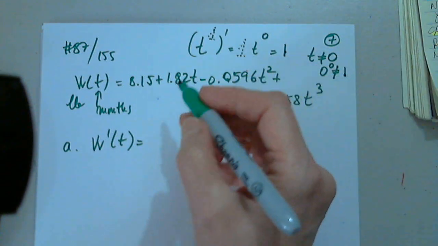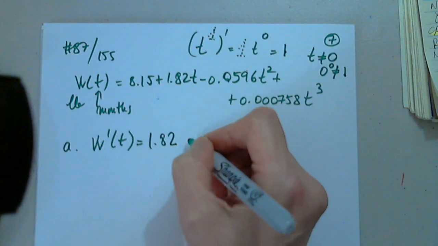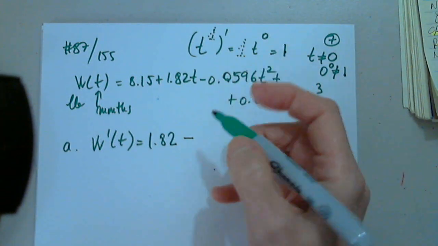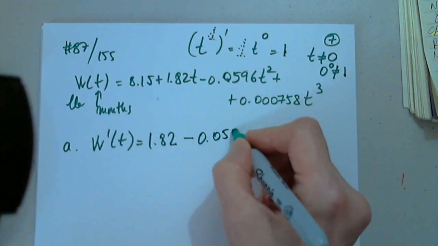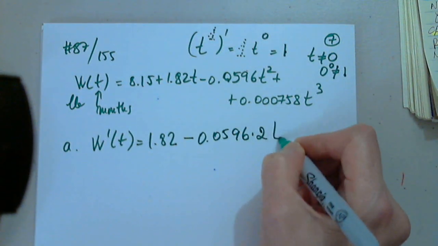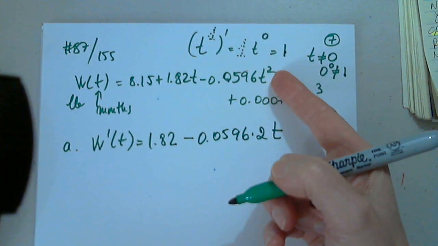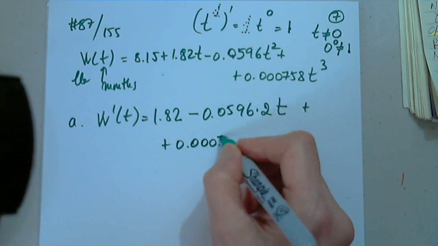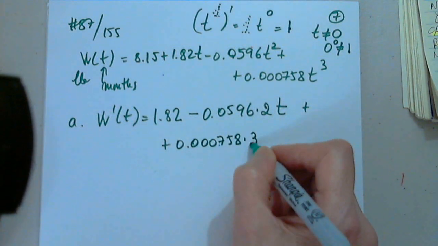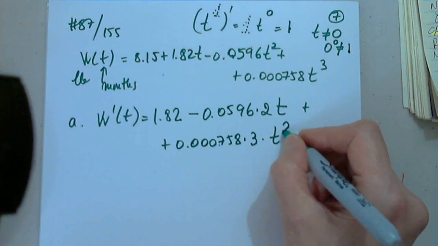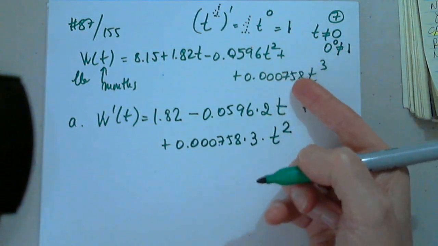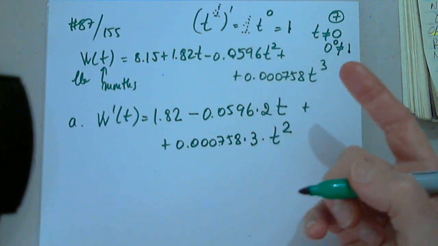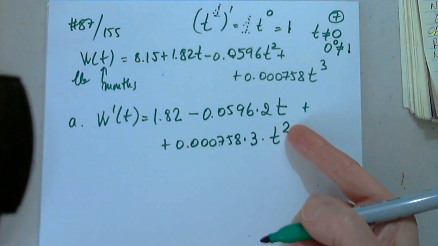Okay? So then I have 1.82 minus, I multiply this by 2, 0.0596 times 2t, and I subtract 1 from the power, and then plus 0.000758 times 3 times t to the second power. I brought 3 down to multiply by this, and subtracted 1 from the power.